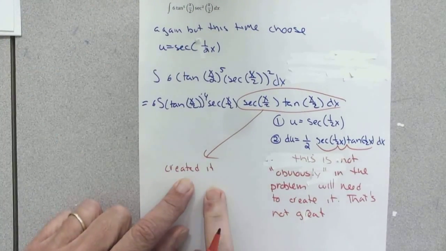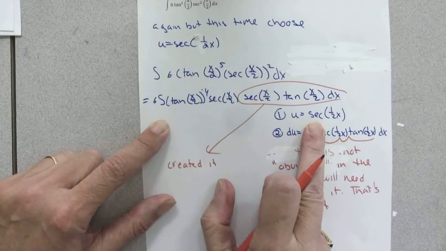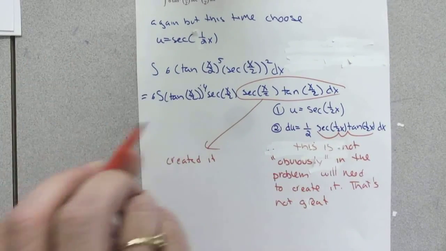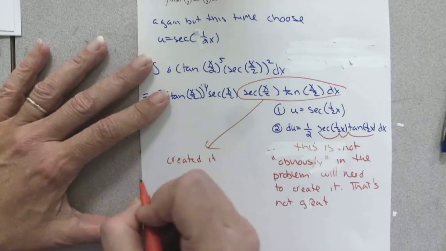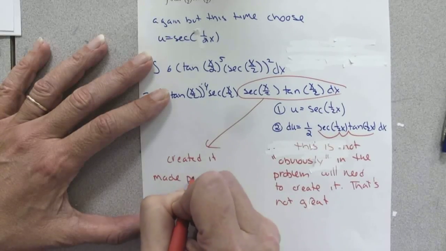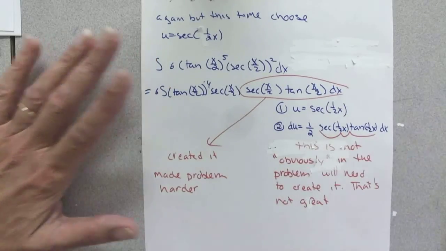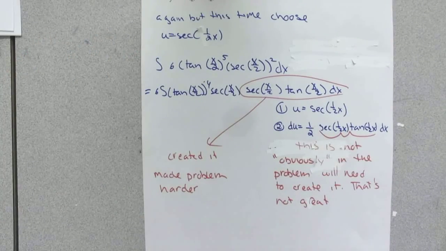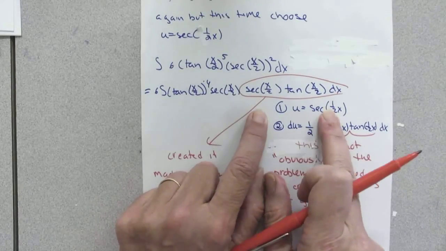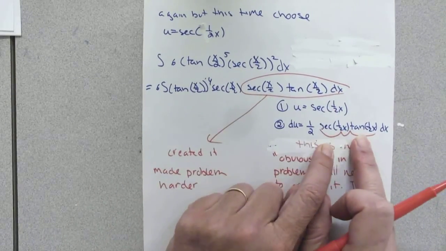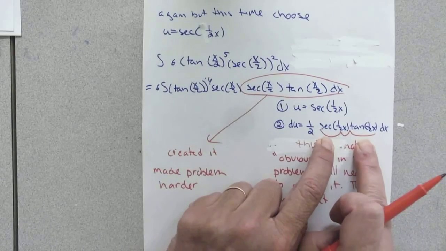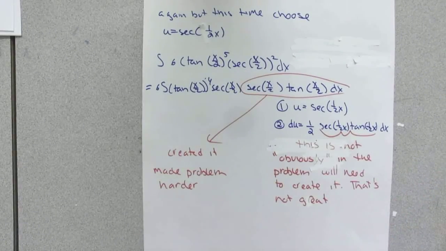Right? Need to create it. I created it, but I just made the problem harder. Made problem harder. And that is not the point to a U substitution. The U substitution is supposed to make it easier. So yes, I could create my du. Du, the variable stuff, has to be in the problem. If you have any choice, any hope of the problem working, that du has to be in the problem.